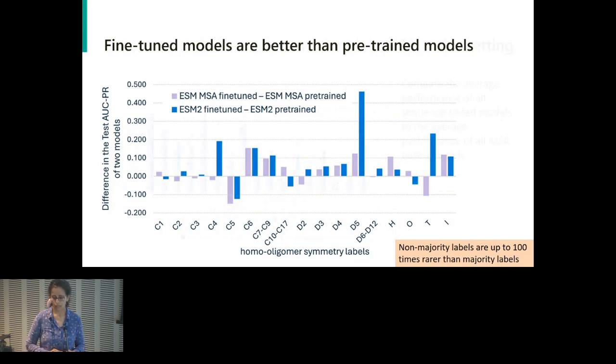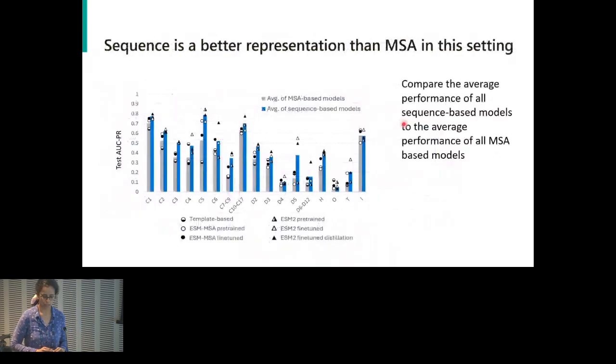We find that sequence is a better representation in this approach of solving this problem than MSA. And we observe this by comparing the average performance of all of our sequence-based models to the average performance of all of our MSA-based models. The bars in gray show the performance of all the MSA-based models, and as you can see, they are lower than the sequence-based models.